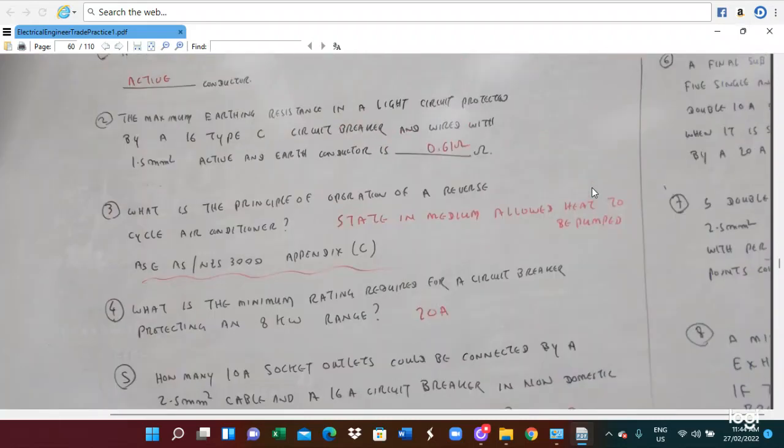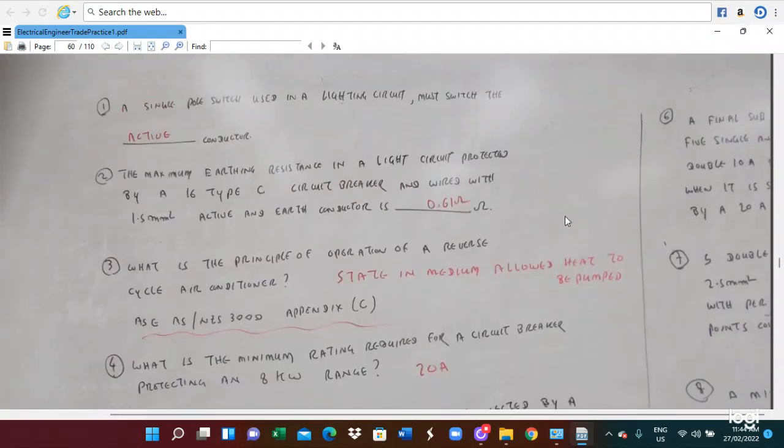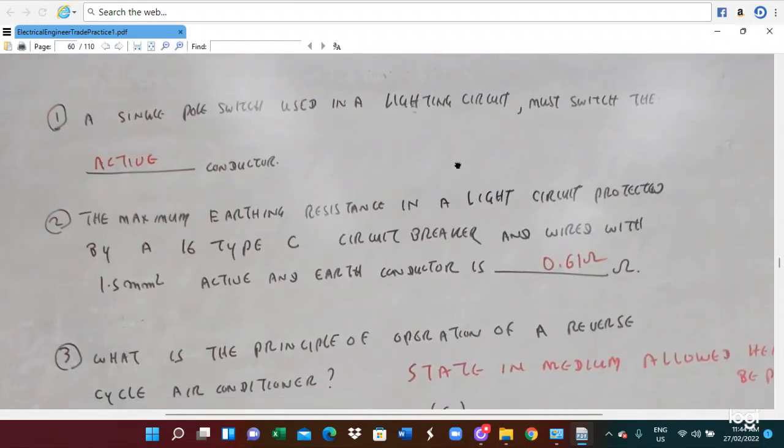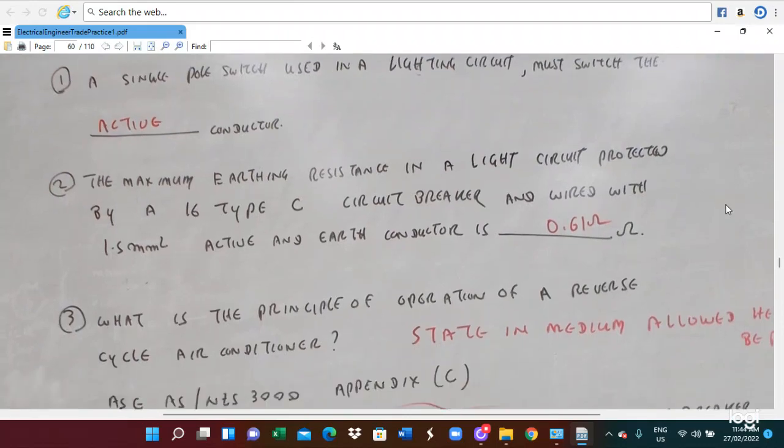So the single pole switches are used in the lighting circuit. The mainstream must switch the active conductor. What is the maximum earth loop impedance of the lighting circuit protected by a 16 ampere Type C circuit breaker, wired with a 1.5 mm square active and earth conductor? In this case, 0.610, where we utilize Table 8.1.